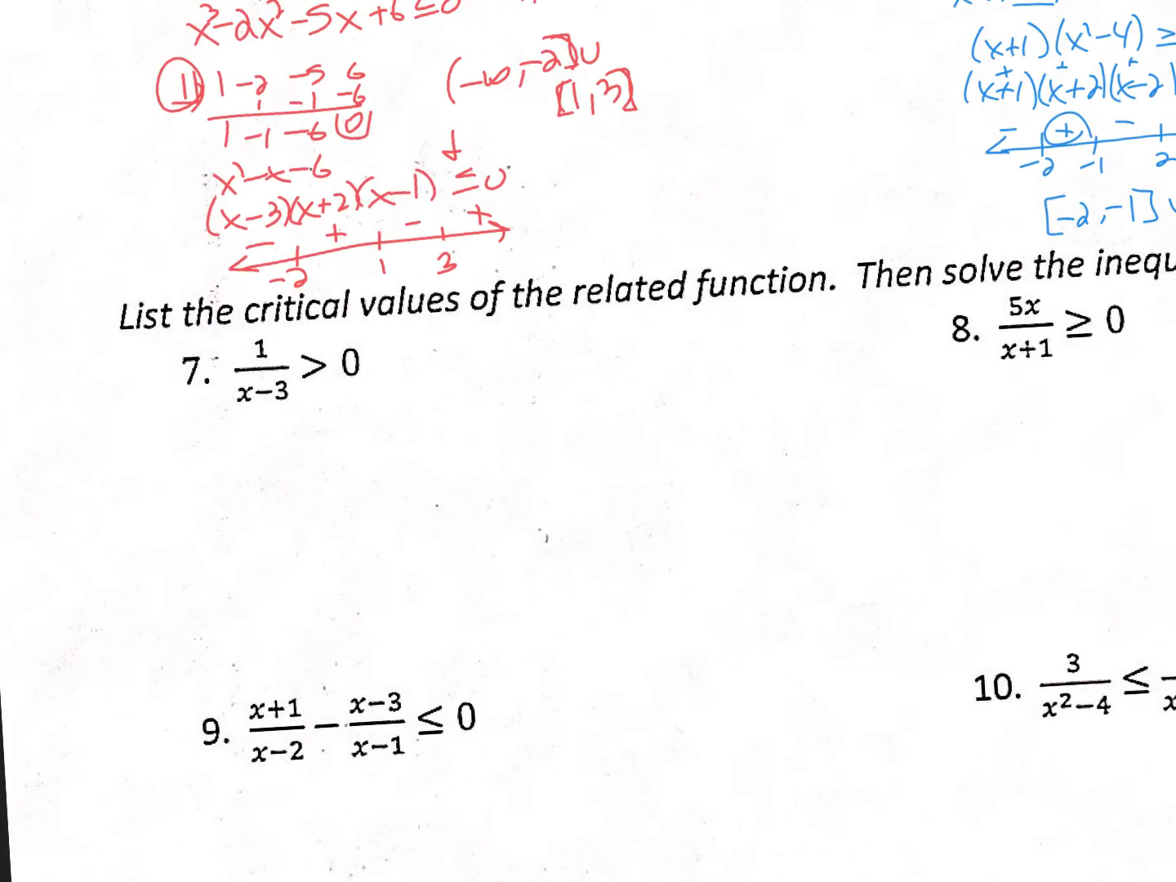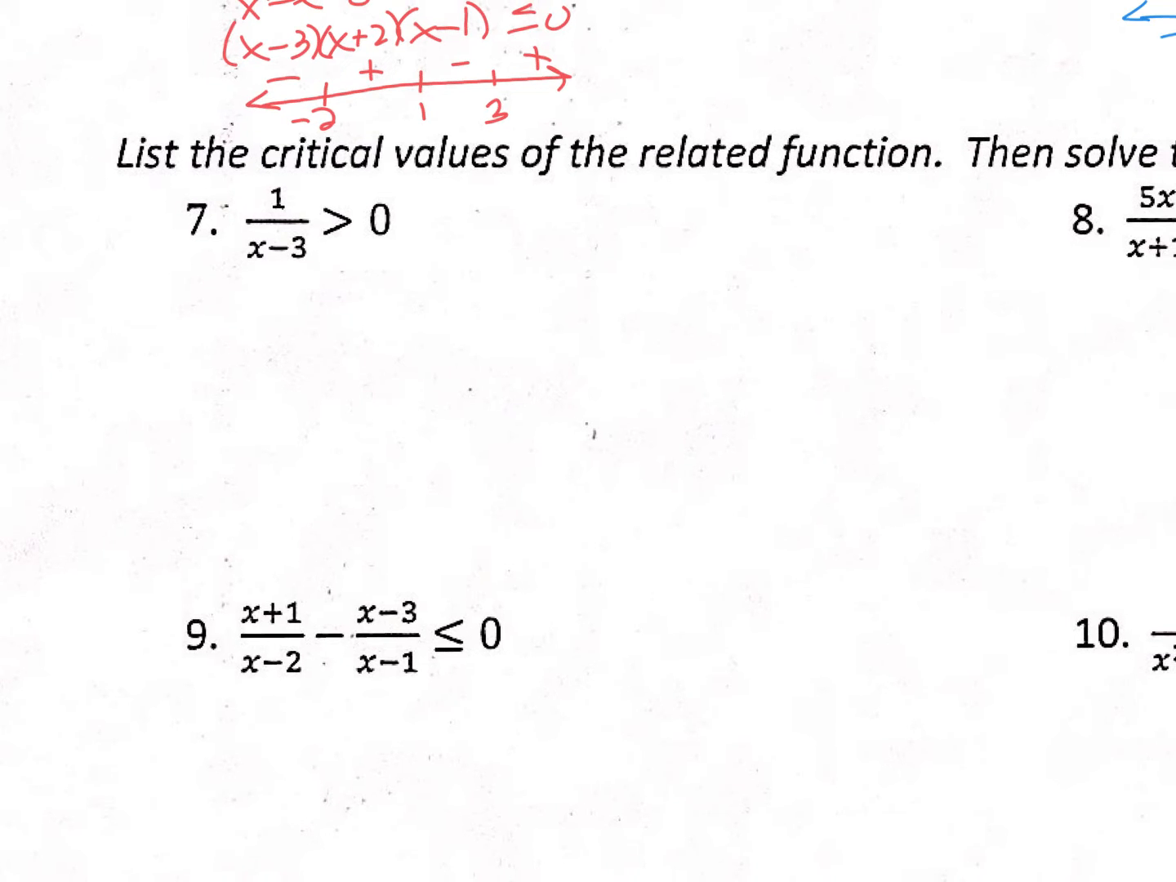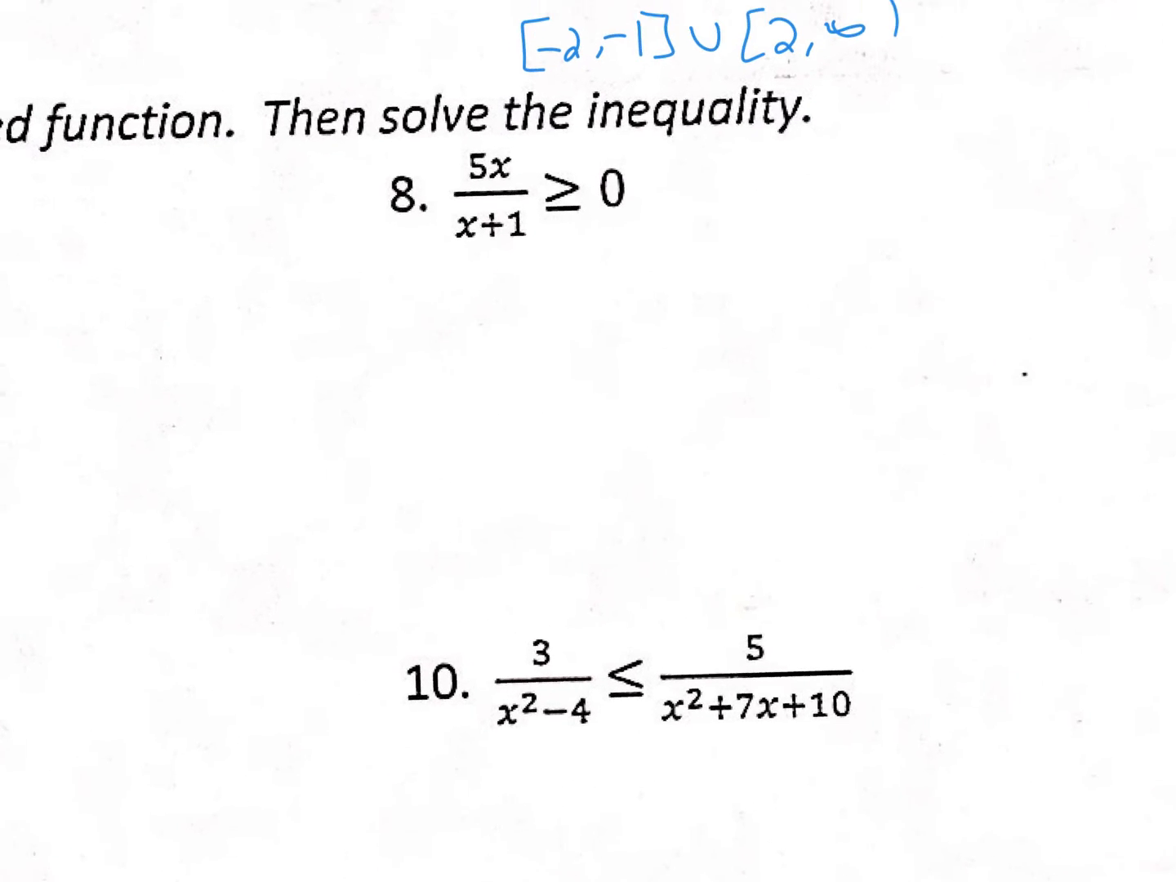Number 7. Okay, now we got the fraction stuff. So it says list the critical values. I don't care if you list them, just make sure they're on your number line. The critical values are whatever makes your numerator 0 and what makes your denominator 0. So this time, the only critical value for this one is 3. If I plug 100 in for x right there, it'd give me 1 over 97, which is positive. So negative's over here. I'm looking for positive, so I'm just going to say 3 to infinity. Okay, and that's it.